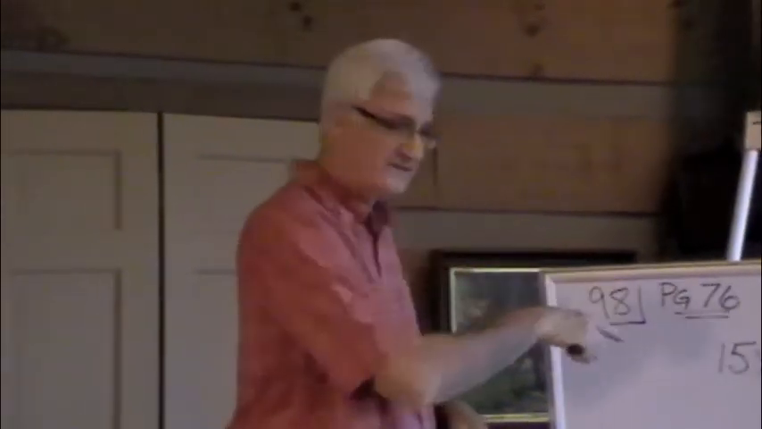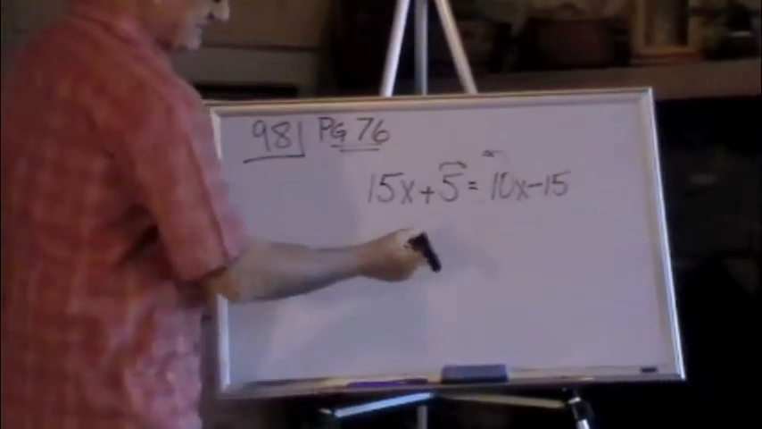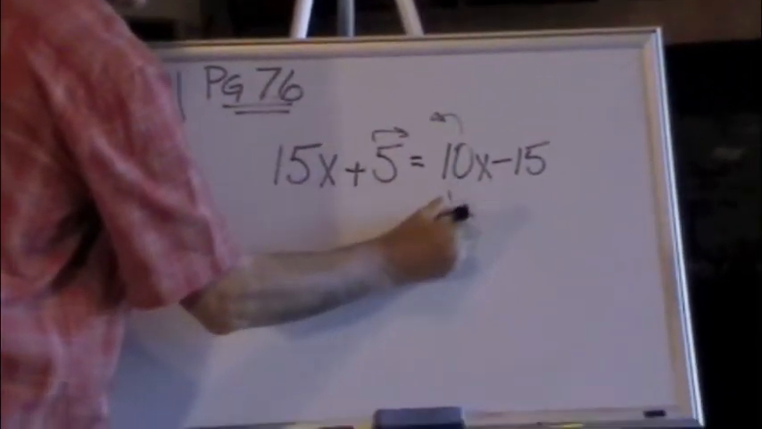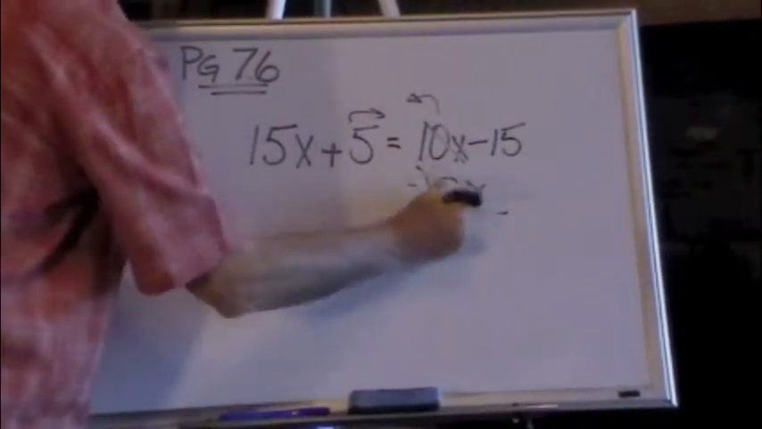Hey, get your eyes on this. Let's go back to this. That was free. Now the 10x, I've got to get rid of it. It's a plus 10x minus 10x, right? Cancels out.